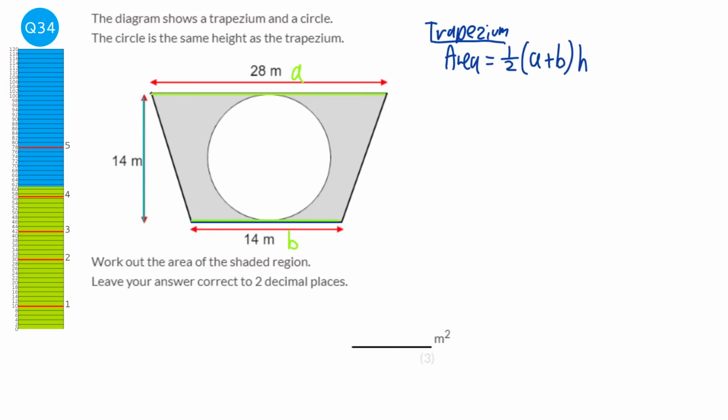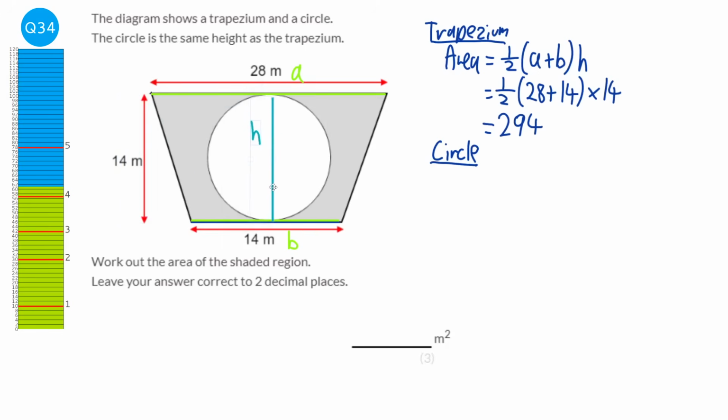So perpendicular means it hits it at right angles, so that's what we've got here. So the area would be half times A, which is 28, plus B, which is 14, times the height, which is 14. And so that would be 294. Next we'll do the circle. Now it doesn't look like we've got anything for the circle, but actually the height here is actually the height of the circle as well.